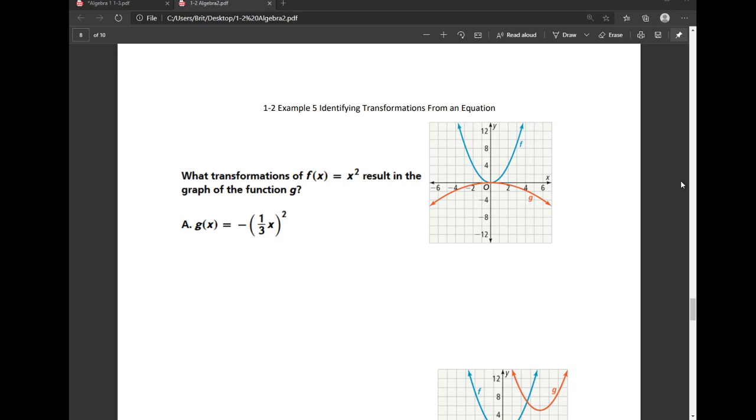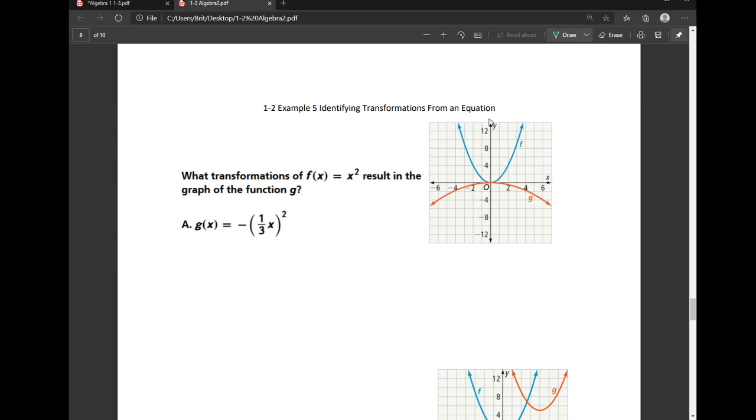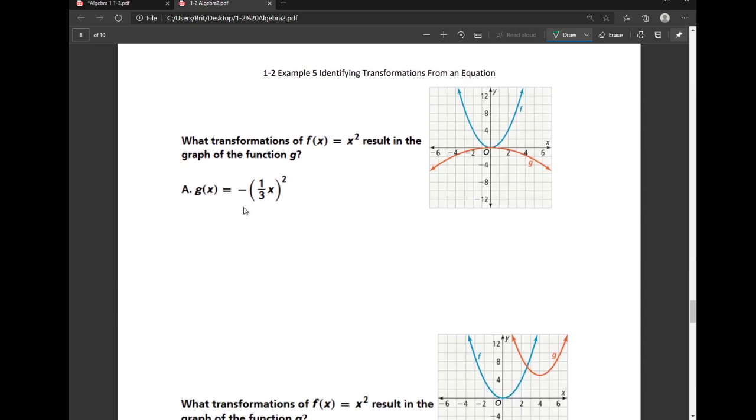So in this example 5 from lesson 1-2 in the SavvasRealize Algebra 2 textbook. In today's example, we are looking at identifying transformations from an equation. So theoretically, we can look at an equation and figure out what transformations are happening. I'll be using this graph to help me compare it as well.